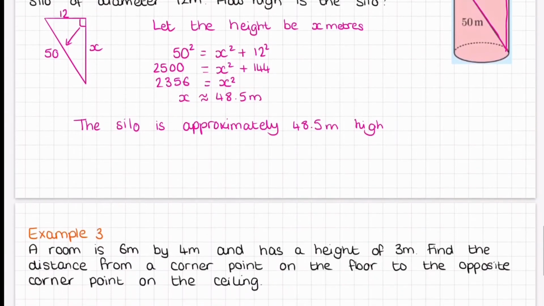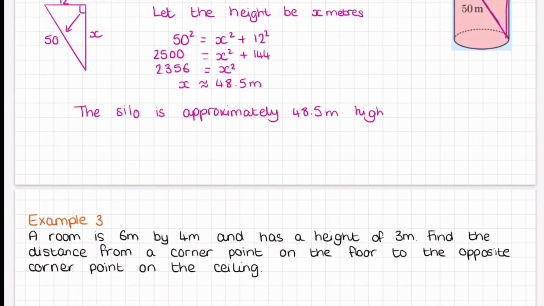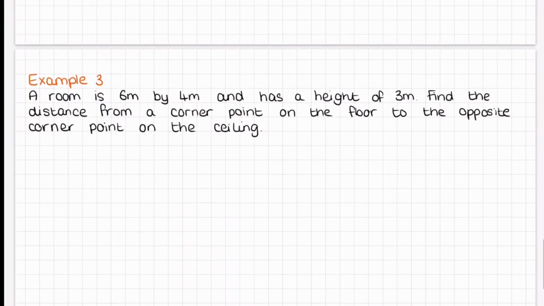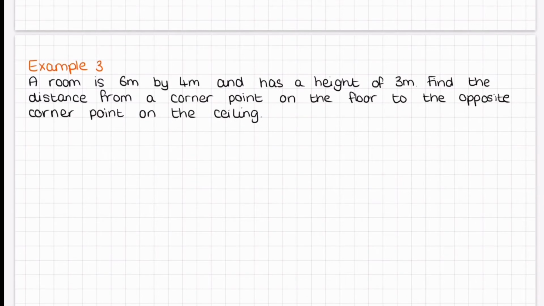Got two more examples. So next one, a room is 6 meters by 4 meters and has a height of 3 meters. Find the distance from a corner point on the floor to the opposite corner point on the ceiling. So this is a 3-dimensional problem, so we're going to need to draw a diagram. So we've got a room and it's 6 by 4 and a height of 3 meters. So it's going to be a rectangular prism type of shape.